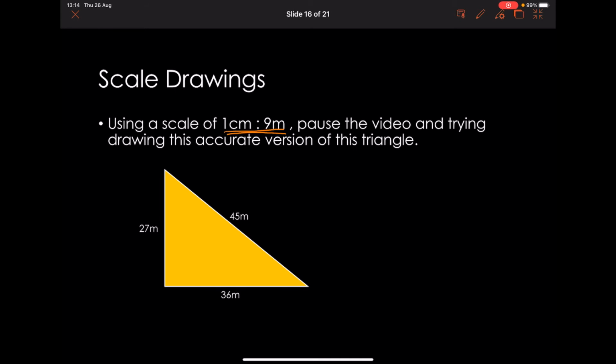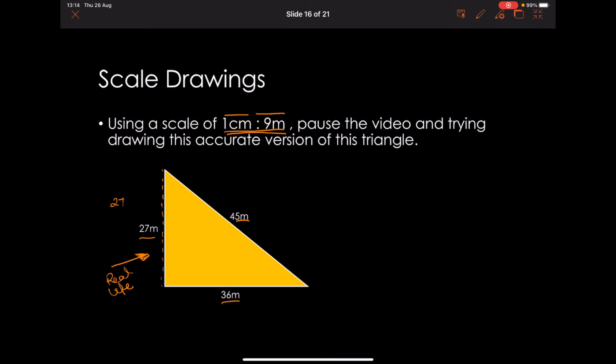Okay, if you've paused the video and had a go, it's telling me here that this is the real life triangle. I know that because it's telling me all the measurements in really high numbers. I know it's not the real life triangle because it's smaller, but what you need to do is think, well, if 1 centimetre represents 9 metres, what would this side be in centimetres on a drawing?